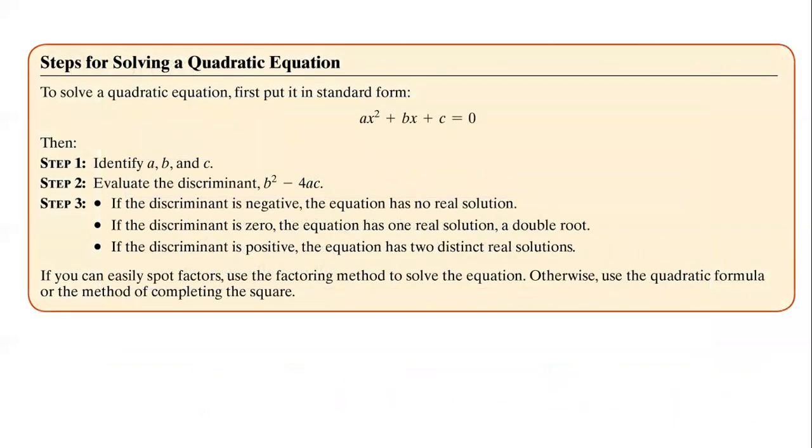So the steps for the quadratic formula are pretty simple. Identify your A, B, and C. Evaluate the discriminant. If the discriminant is negative, then there's no reason for you to go through the whole process, right? If the discriminant is 0, then you know you're going to have 1 real solution because it's a double root. That means it's going to be a squared factor. So a double root means that you end up with x minus d squared instead of 2 separate binomials, okay? If the discriminant is positive, then you're going to have 2 distinct real solutions. So you have x minus d times x minus e. So you have 2 distinct real solutions.